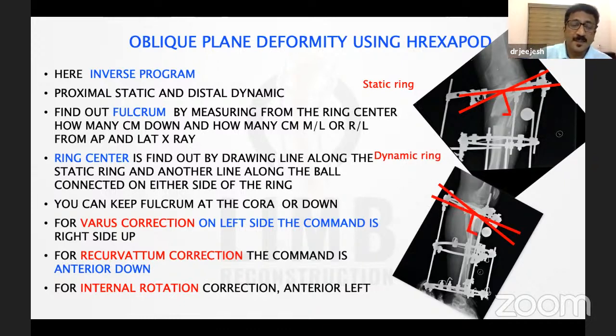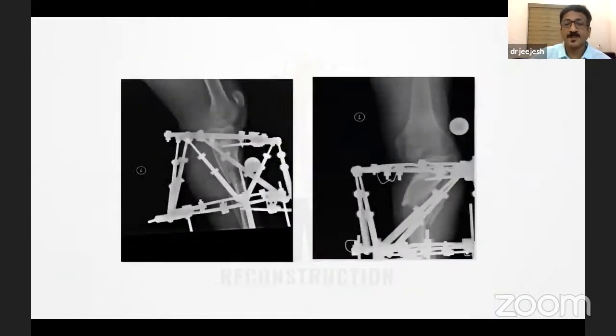The next thing is adding the commands, that is the varus correction. Whatever correction you have to make, you have to add in the expert software. Here it is varus, so right side up, and the recurvatum is anterior down, and the inner rotation is anterior left. So these commands we have to add.